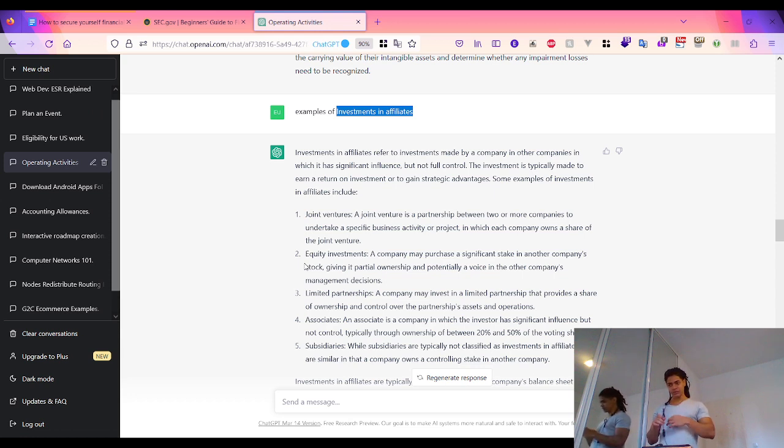Equity investment. A company may purchase a significant stake in another company's stock, giving it partial ownership and potentially a voice in the other company's management decisions, where this is the most common activity that happens.